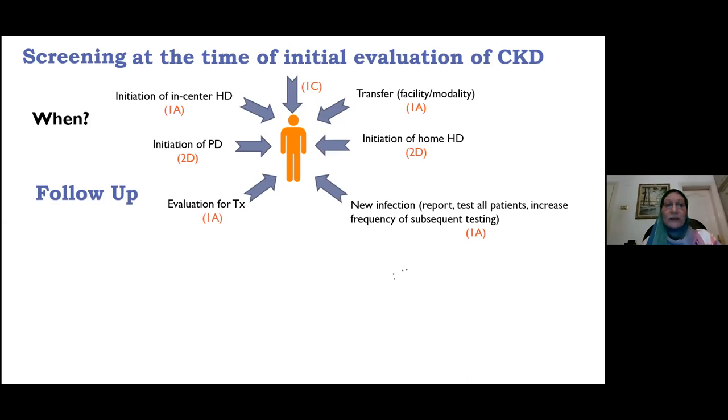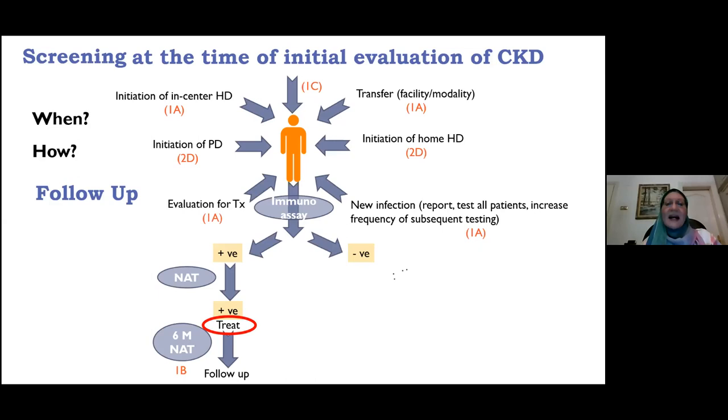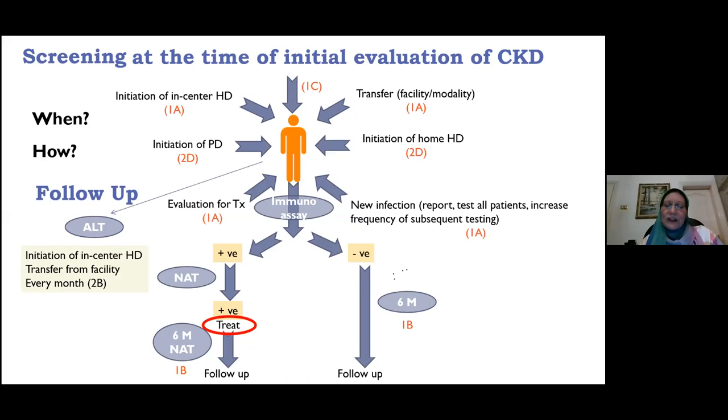Now, how to screen: you do an immunoassay, and if it's positive, then you have to do nucleic acid testing, and if possible, you have to treat. And from now on, you follow up your patients every 6 months with a PCR, not with the antibodies. If it's negative, then you follow up with the immunoassay every 6 months. You can also use the ALT at initiation of in-center hemodialysis or transfer from facility, but take care that the enzymes in our patients do not rise much. So if you have high normal enzymes or just above normal, you have to be very cautious about that.